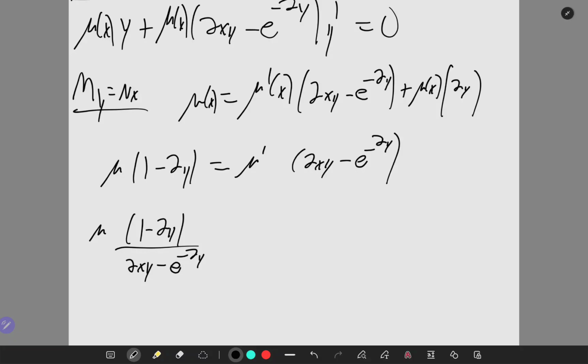Okay, have I made a mistake somewhere? Oh no. What should mu equal? Let me look. Where's my notes? Mu should equal e to the 2y over y. Did I mess up somewhere here? Nx was 2y. Yeah, that worked.